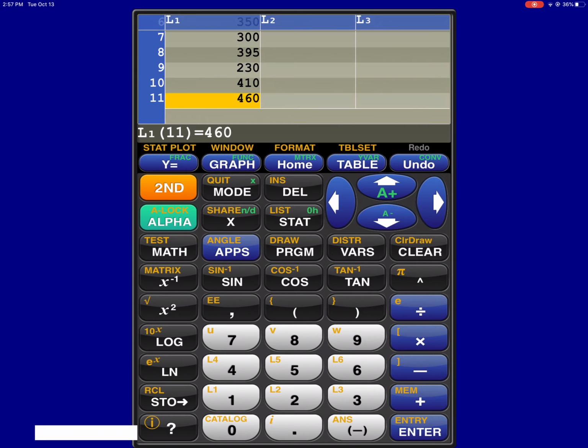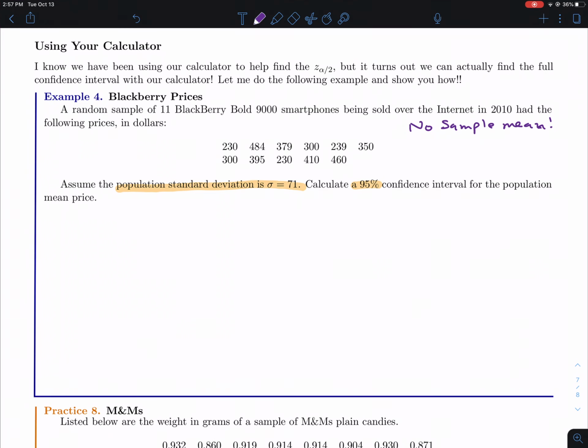All right, so it looks like I've got 11 data points typed in. Let me verify that I really have 11 on my list. I got 1, 2, 3, 4, 5, 6, 8, 9, 10, 11. So that's perfect. Now all I really need to know is the sigma and the confidence level I'm interested in. So I need a sigma of 71 and a confidence level of 95. And the calculator is going to do all the rest for me.